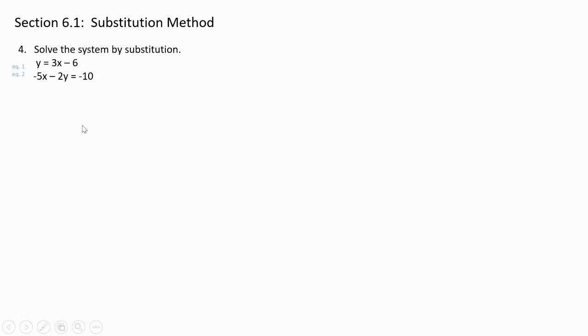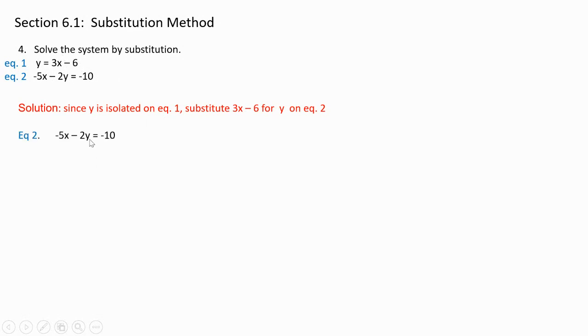So this one is done by substitution. Again, this is equation 1 and equation 2. Here, guys, we're trying to isolate one of the variables, either x or y. Since the y is already isolated in equation 1, we're going to substitute 3x minus 6 for y in equation 2. In other words, I'm going to substitute the 3x minus 6 into the y here in the negative 2y. So it's going to go in right there where the y is. I leave my spacer because I'm going to substitute it right there, which means it's going to go right here.